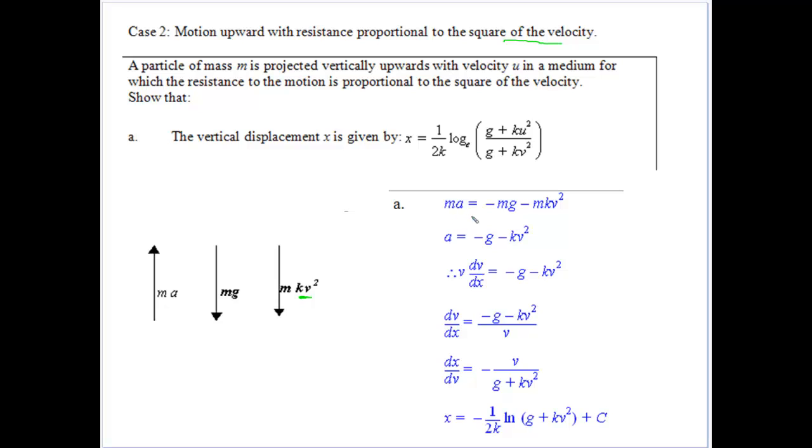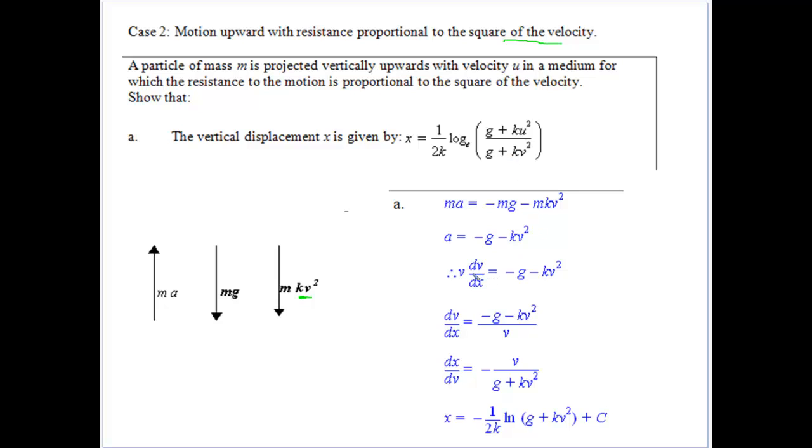So mass times acceleration would equal minus mass times gravity minus mass times k times v squared. So the m's cancel, and we get acceleration must be minus g minus kv squared. So there's our starting point. And in part A here, we want the vertical displacement x, given to us in terms of velocity. So we're relating x and v.